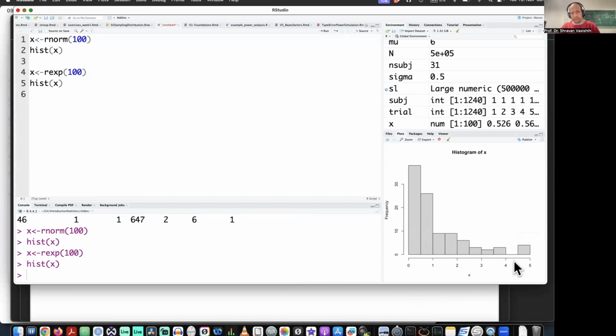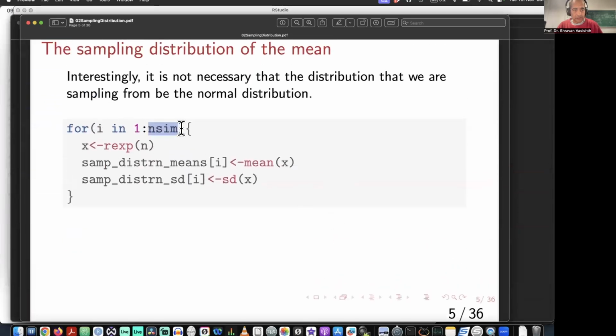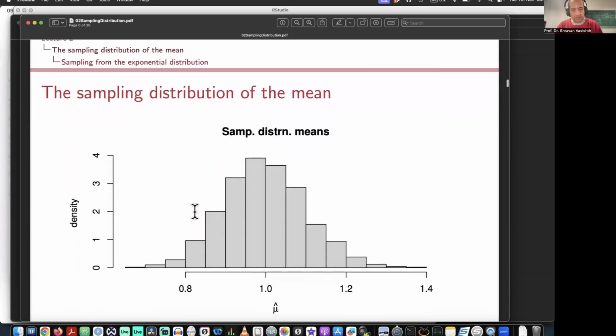So what I'm doing now is I'm taking samples from such a distribution repeatedly. Each time that I take these 100 samples, I'm going to compute the sample mean and again plot the sampling distribution of the means. What's surprising is that the sampling distribution of the means will still be normally distributed, right? So here I'm doing 1000 simulations, sampling 100 data points each time from the exponential distribution, computing the sample mean and saving it in the ith cell of the vector sampling distribution of the means. I'm ignoring the standard deviation right now. It's not really the important thing.